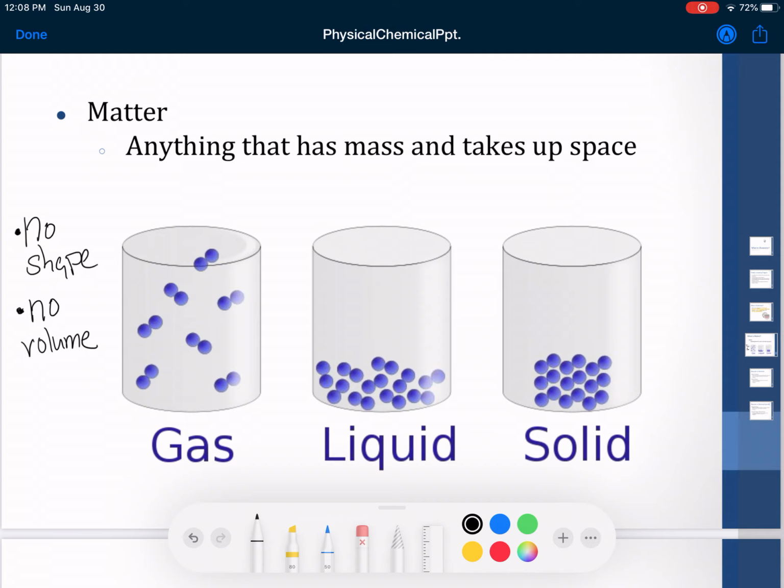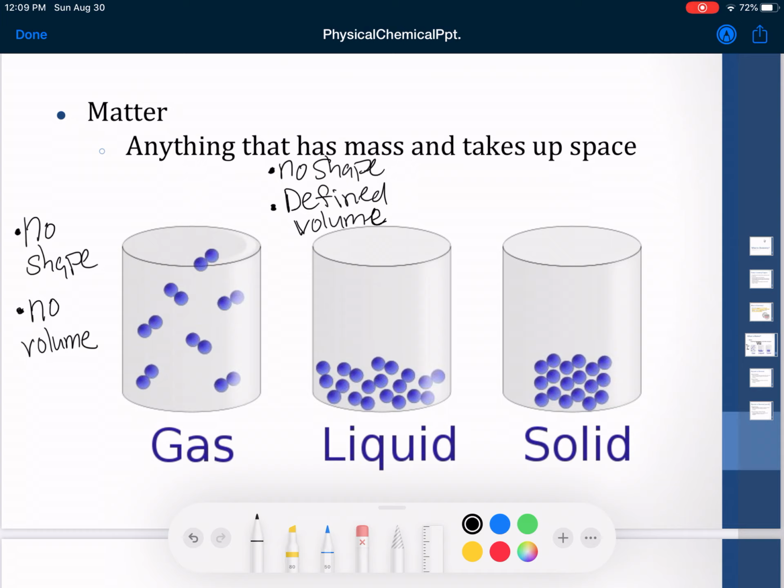Liquids, a little bit different. Liquids are going to have no shape, okay? But they do have what we're going to call a defined volume. All right, make sure we get, there we go, a little bit better E. Handwriting's not always the best. I apologize in advance. So no shape, but a definite volume, right?